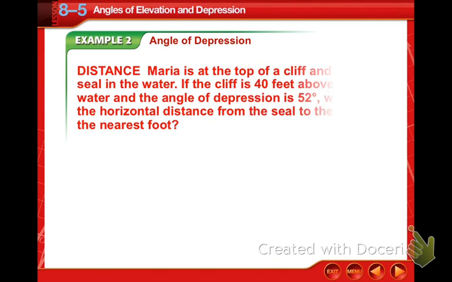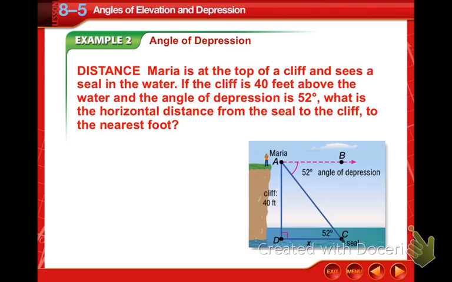Next problem, looking at angle of depression. The main difference between angle of depression and angle of elevation is that angle of depression is looking down, angle of elevation is looking up. So here we have Maria at the top of a cliff, and she sees a seal in the water. If the cliff is 40 feet above the water, and the angle of depression is 52 degrees, what is the horizontal distance from the seal to the cliff at the nearest foot? So we need to just round this to the whole number.